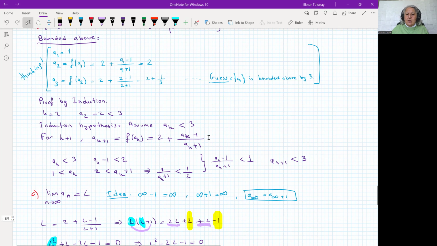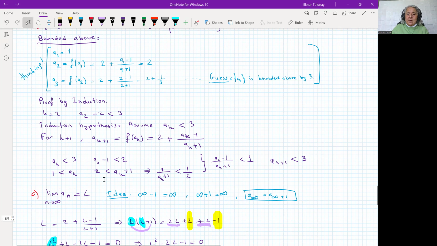decompose this with respect to the inequalities. So we have a_k smaller than 3. This is our induction hypothesis. So if I take minus 1 on both sides, a_k minus 1 is smaller than 2. So this is 1. And all of my sequence is also bounded below by 1 because a_1 is equal to 1. It is bounded by 1 and it is increasing. So bounded below has to be 1. So this is what I'm saying here: 1 is smaller than a_k for all k for this sequence.